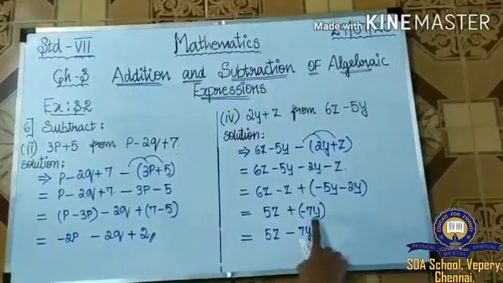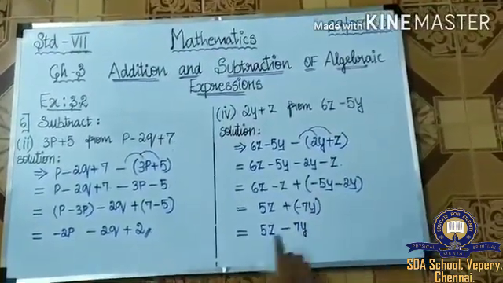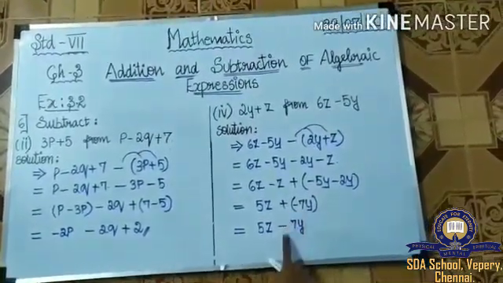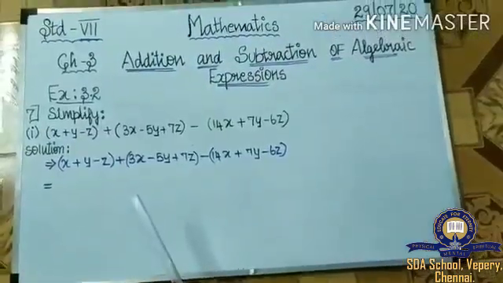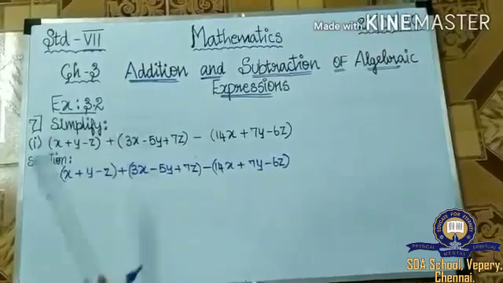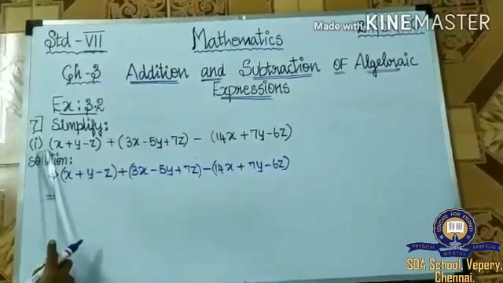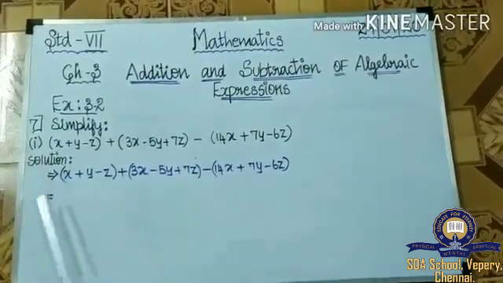5z minus 7y. Okay students, plus into minus we will get minus. So minus 7y. Let's move on to our seventh sum. Simplify. In the seventh sum, we are going to solve a first subdivision.